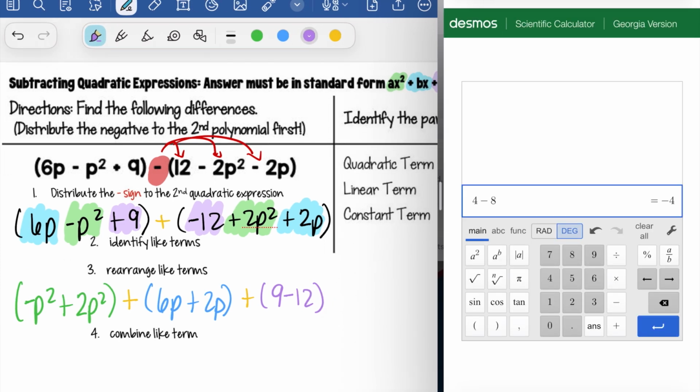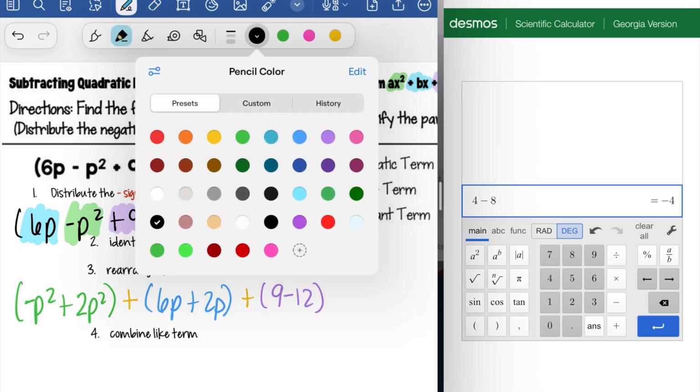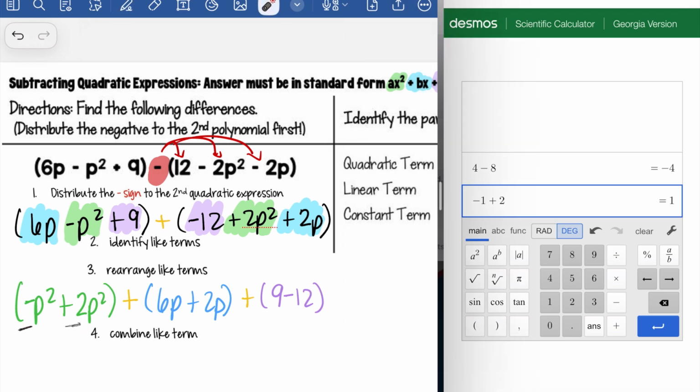All right, so again, when I'm combining my like terms, I'm simply combining my coefficients. So the coefficient in front of negative p squared would be a negative 1. And the coefficient in front of this one would be plus 2. So negative 1 plus 2 would give me 1. So negative p squared plus 2p squared is equal to p squared.